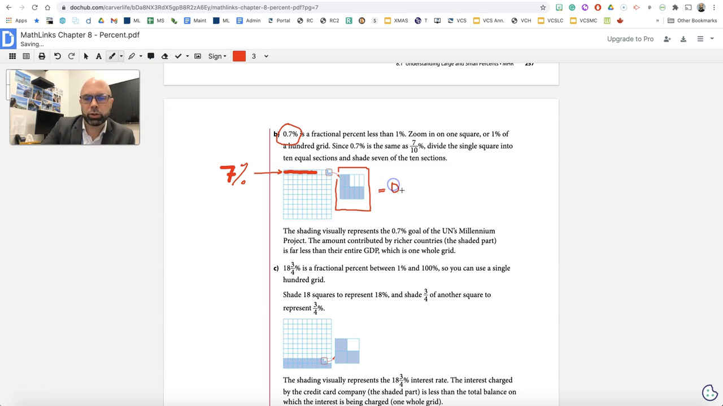So this is 0.7%. And something to think about is, can I separate in my mind 70%, which would be, again, 70 of these cells shaded in, 7%, which is just 7 cells, and 0.7%? Okay.